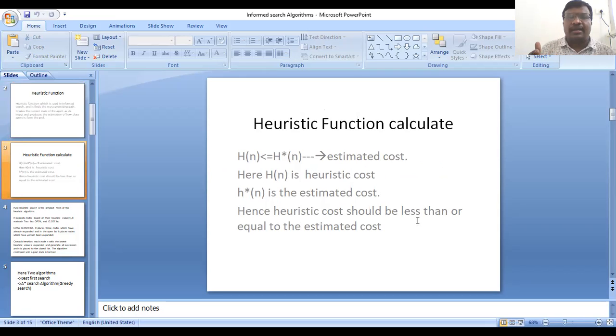Here h of n is less than or equal to h star of n. Here h of n is the heuristic cost, and h star of n is the estimated cost. The heuristic cost should be less than or equal to the estimated cost. That is the calculation process of the heuristic function.